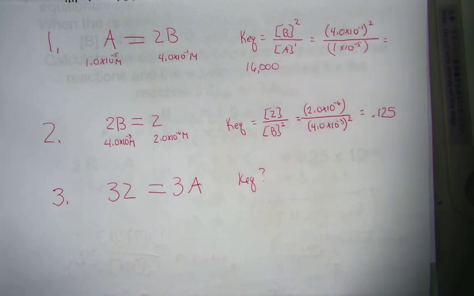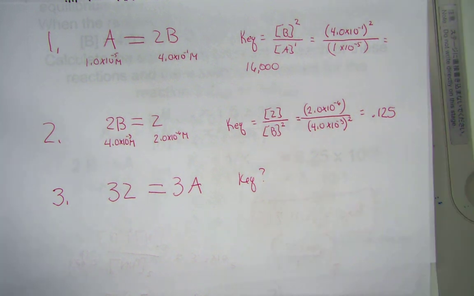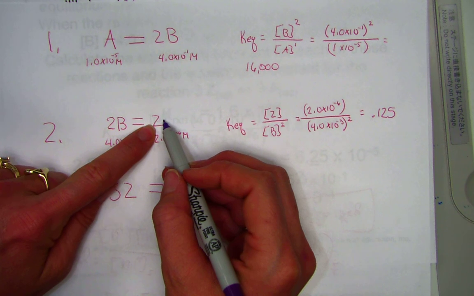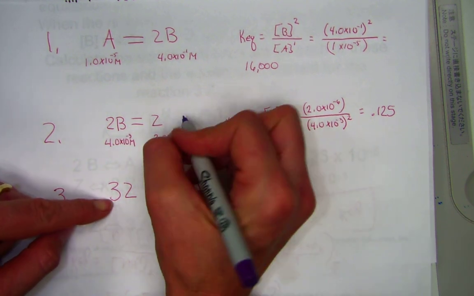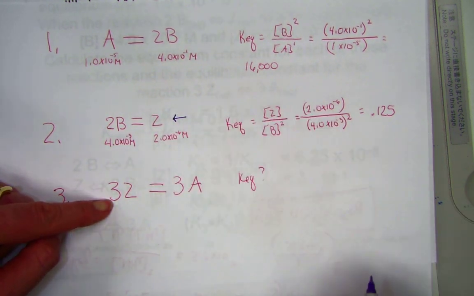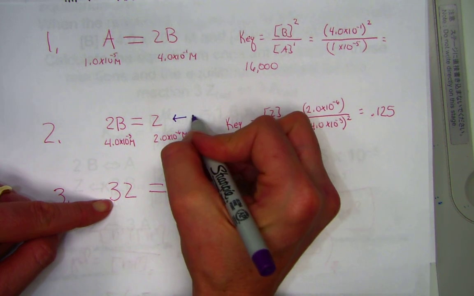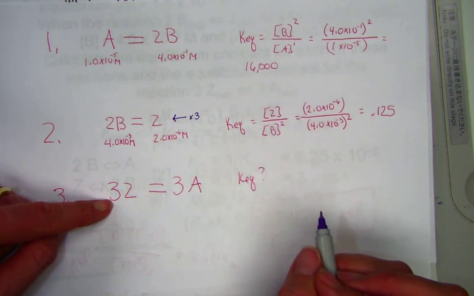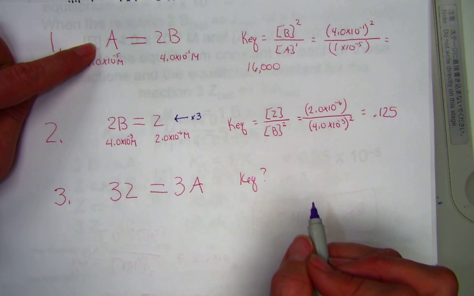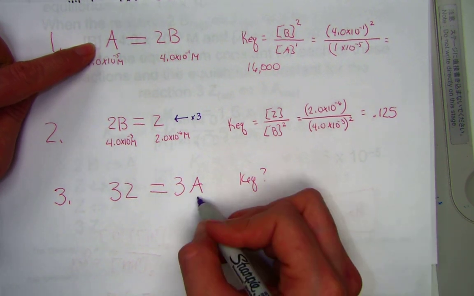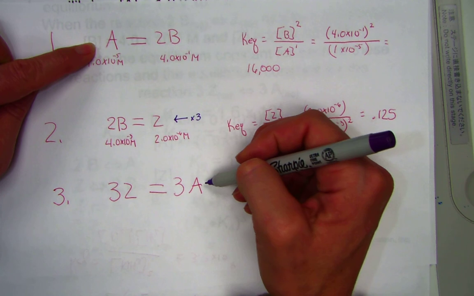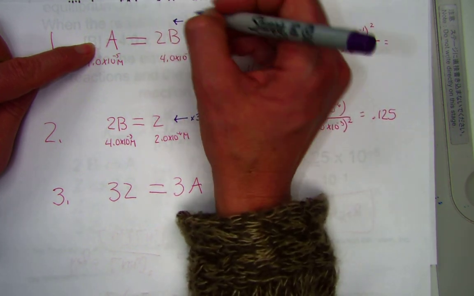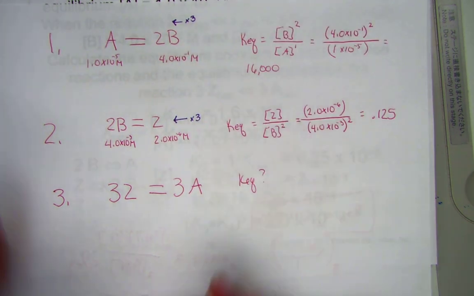Well, a couple of things I notice right off the bat. I have in equation 2, I have the product Z. I need it to be a reactant. So I know I'm going to have to flip the second, and I'm going to have to distribute a 3 to get the correct number. In equation 1, A is on the left side. We'd like it to be on the right side, so I've got to flip the direction again and distribute a 3.